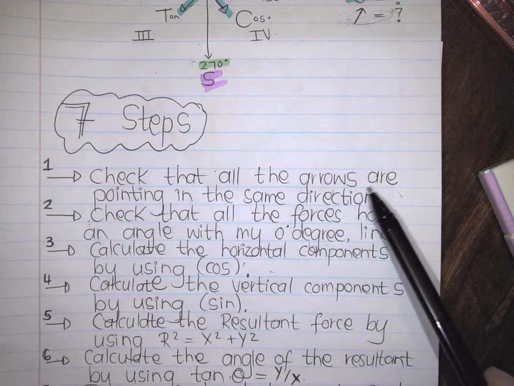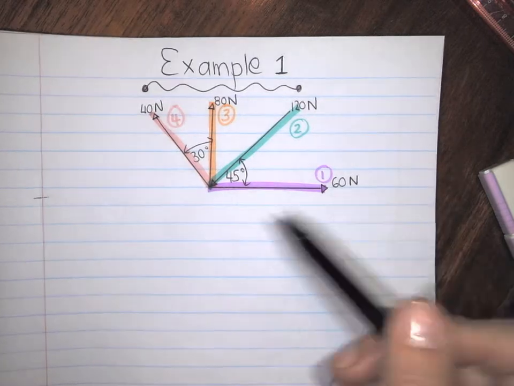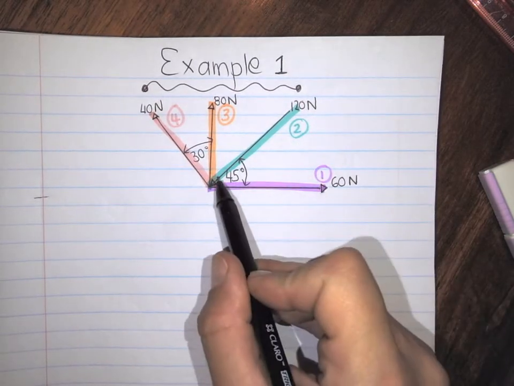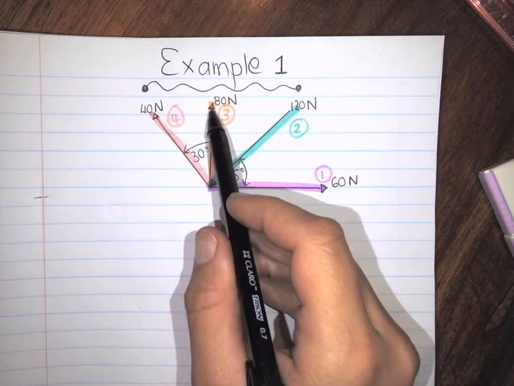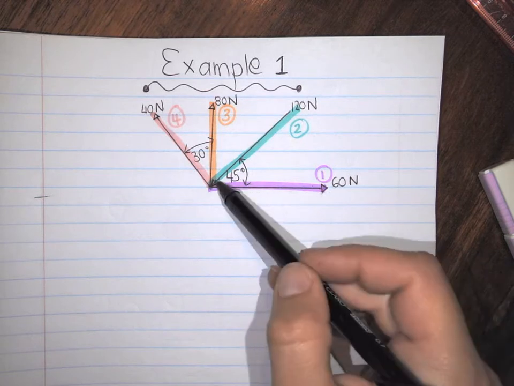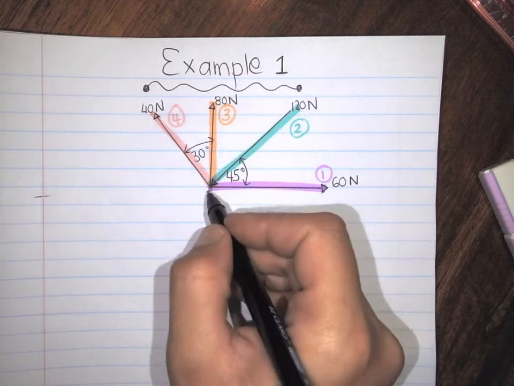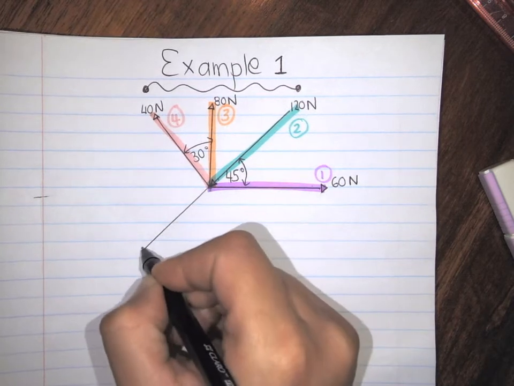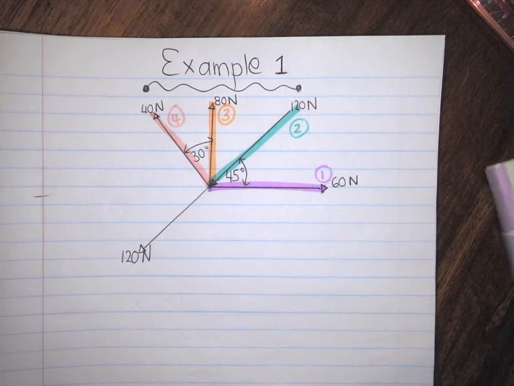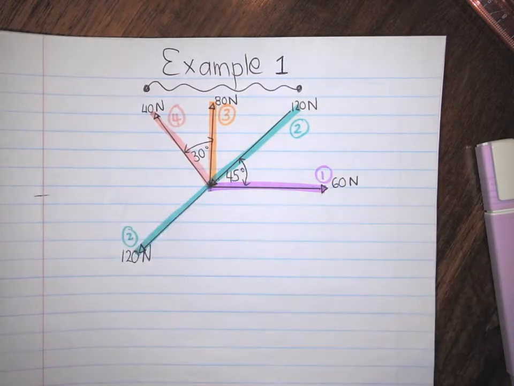Okay. So the first step that we have to do is to check that all of the arrows are pointing in the same direction. So if you look at the forces, this one is pointing out, this one is pointing in, and then those two are pointing out. But we want all of them to go outwards. So this is our problem, number 2. But the easy way to fix it is just to extend it the way that it was already going. So 120 newtons is going to lie over here now. My number 2 is now over here in this block.